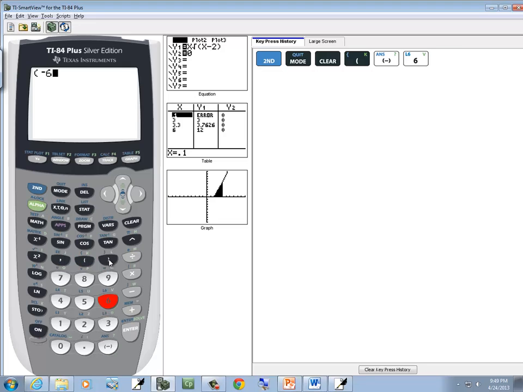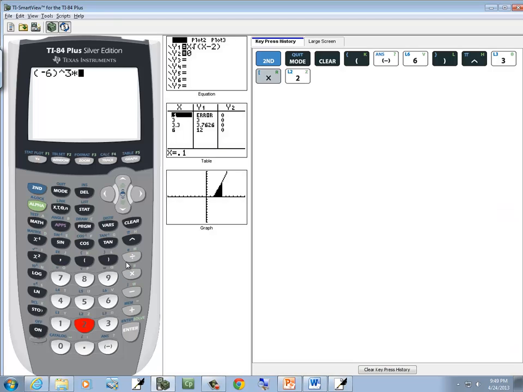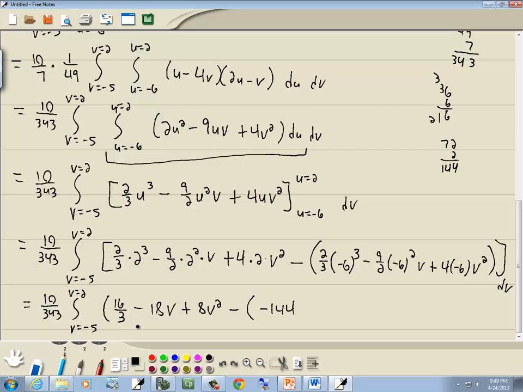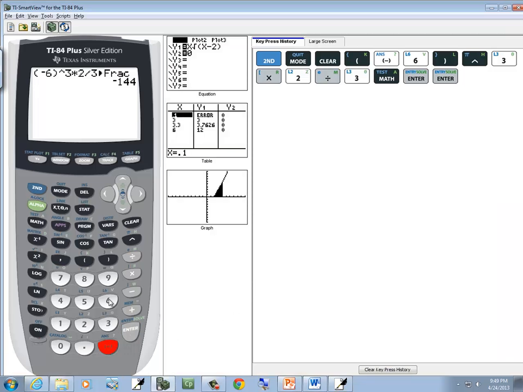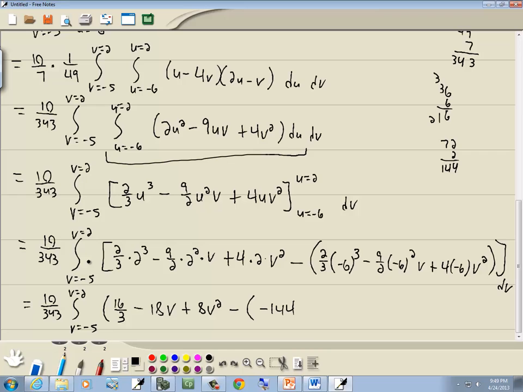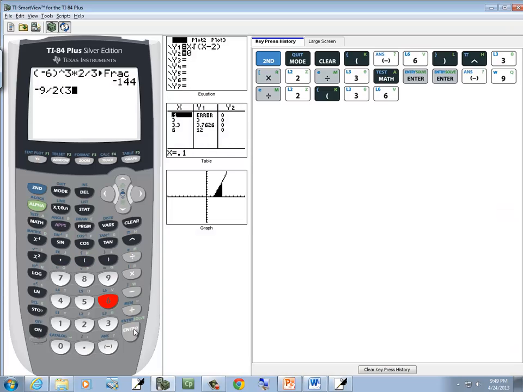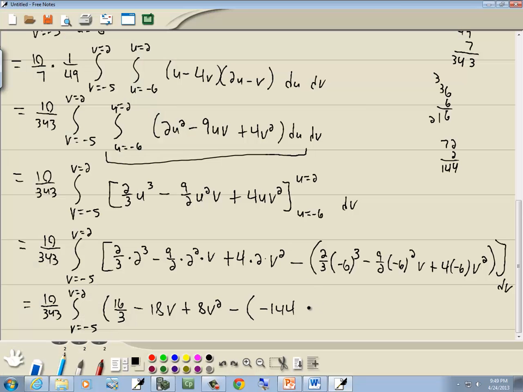So negative 6 to the third times 2/3. 2 divided by 3, math, enter. Negative 144. And then negative 9/2 times 36, negative 162 V, and this is negative 24 V squared dV. Assuming I didn't make any basic math error.